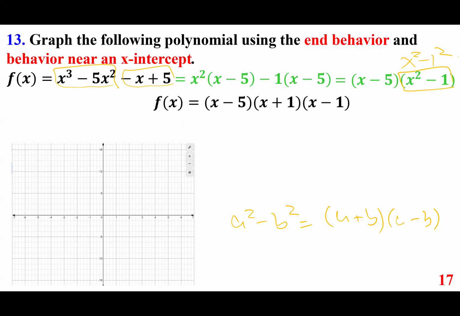So right away, we have the following, everybody: 5, 0, negative 1, 0, 1, 0. And look at the exponents. All of them have no exponent. That means the exponent is 1. That means the multiplicity is 1. So we write them as pairs: 5, 0, negative 1, 0, 1, 0. And we put them along the x-axis accordingly. So we have from left to right, negative 1, 0, 1, 0, 5, 0.